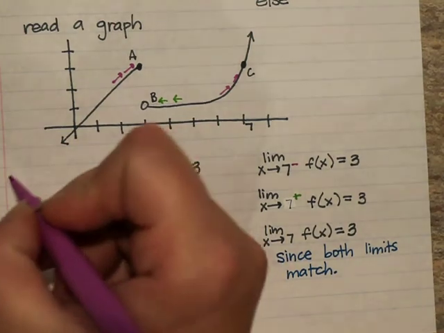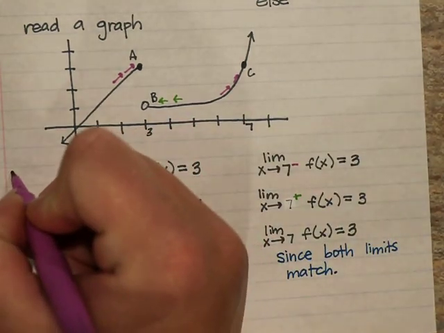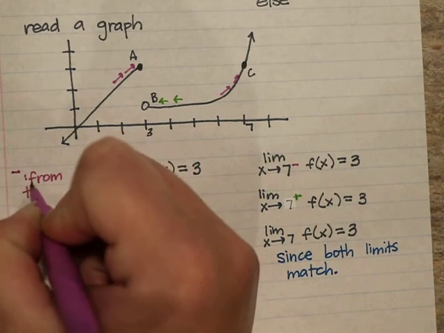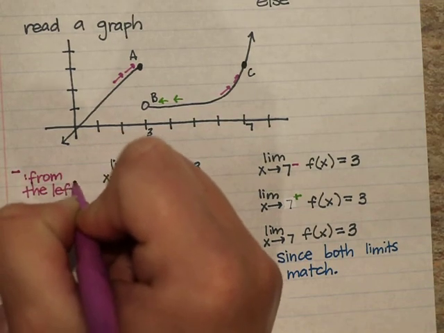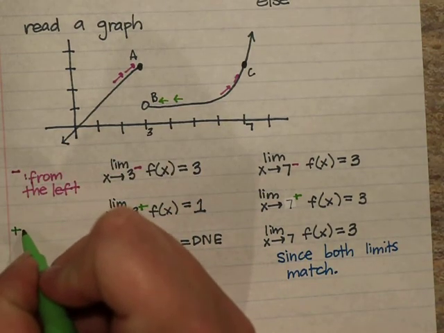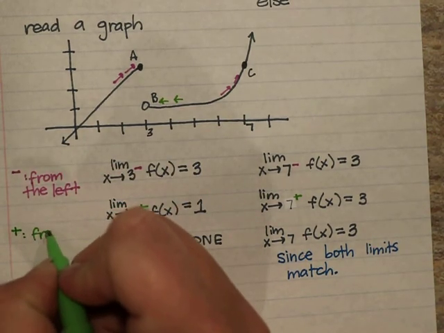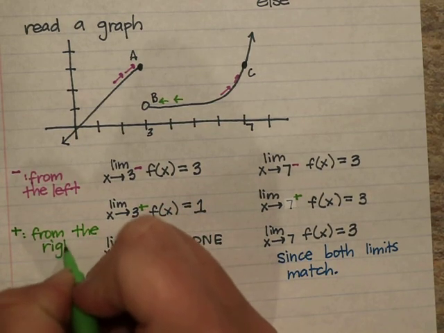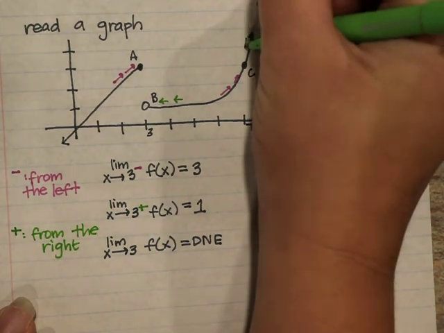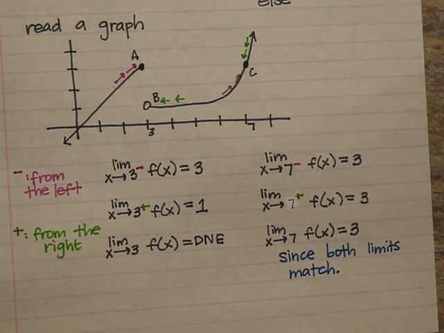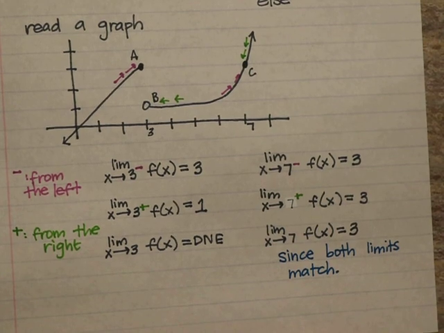So just a quick clarification, that little negative means from the left. And the plus means from the right. Which is what we had up here. So, a very quick review of limits. You do a little practice with it. I know you'll get it figured out. You're rock stars.